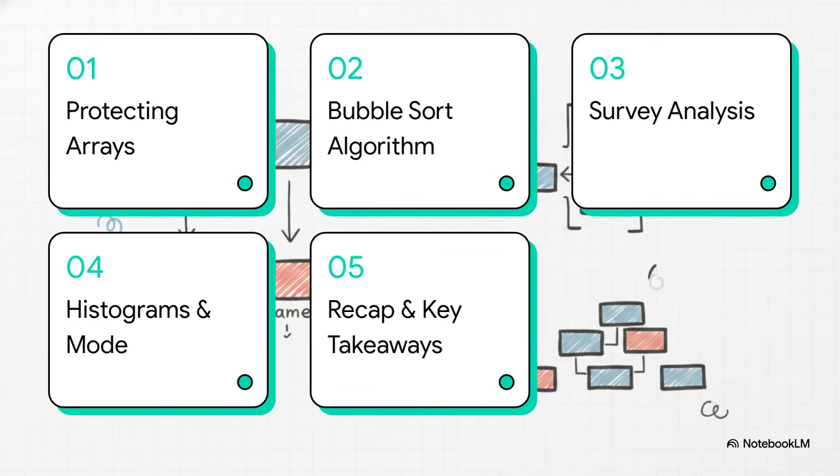Okay, let's dive into this. Here is our roadmap. We're going to quickly cover protecting arrays, break down the bubble sort algorithm, apply what we've learned to a survey analysis case study, visualize that data with histograms, and then finish up with a recap to lock in those key takeaways.